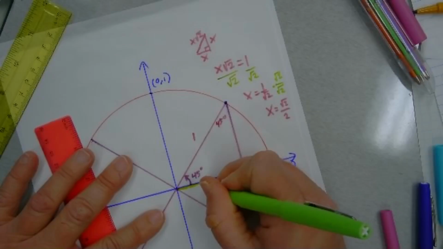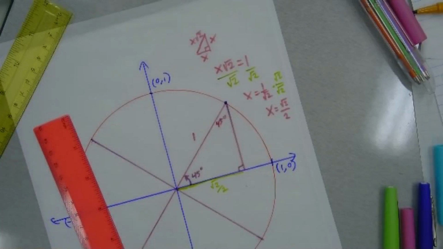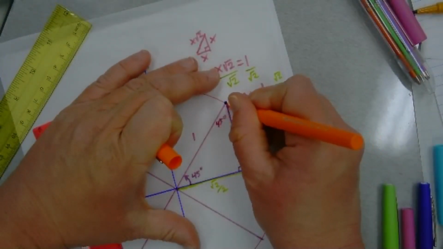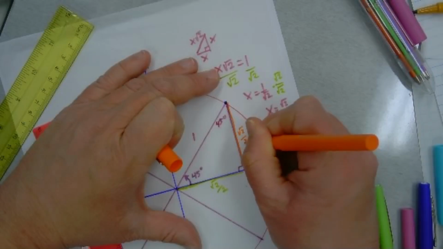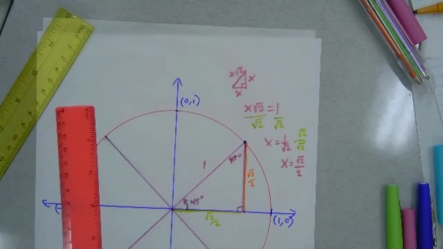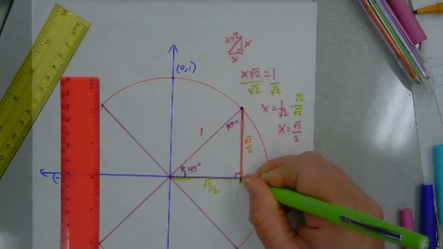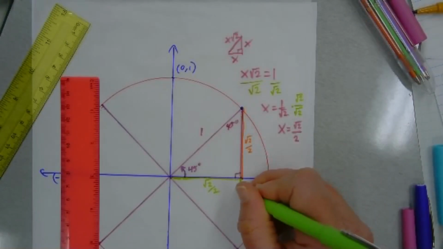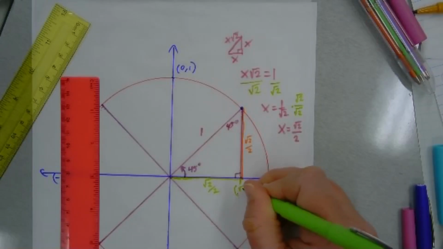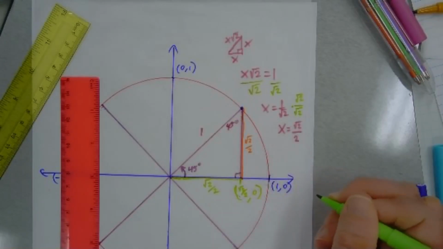This length here is root 2 over 2. This length here is root 2 over 2. And knowing those triangle lengths tells me what this coordinate is. This x distance at this point would be, just like this went all the way to 1 but didn't go up, this went all the way to root 2 over 2. It didn't go up. So it's root 2 over 2 comma 0.